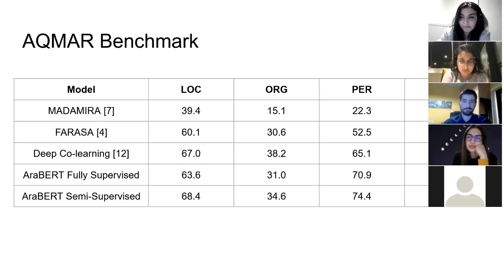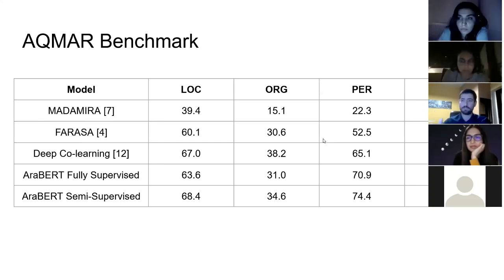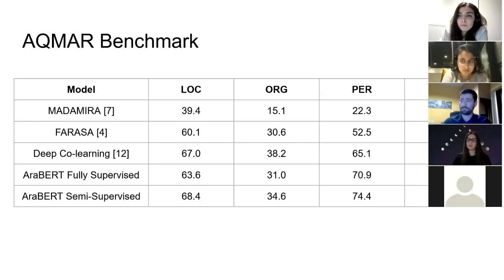It's very clear. So as you can see from the table, Madamira and Farasa are very low. Here we are using the F measure. We use a script that can compute all the scores, and it uses the F measure. So Madamira and Farasa have very low F measures, one is 29.2, the other is 52.9. Deep co-learning is better than the BERT trained only on the semi-labeled data set, 61.8 and 61.5.